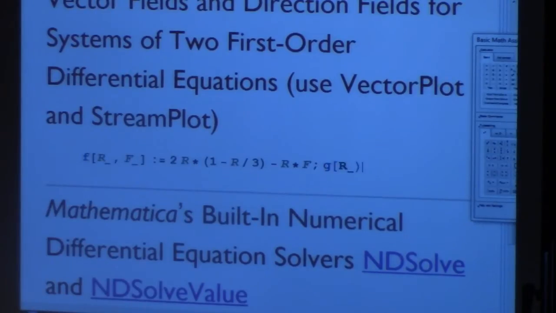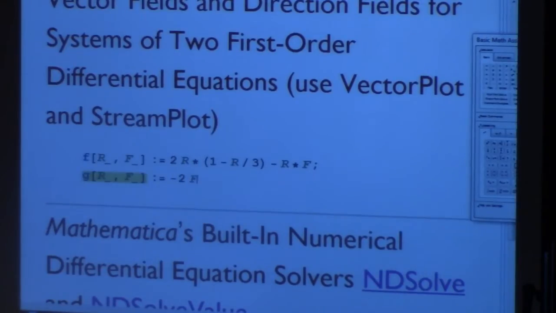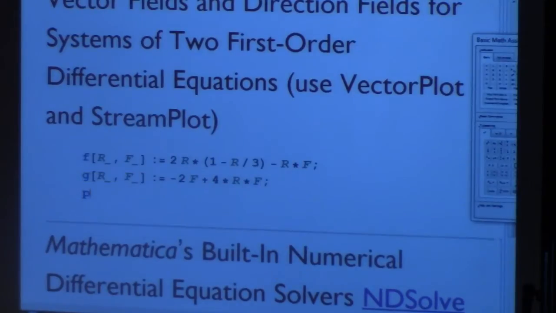g is a function of capital R and capital F as well. It's negative 2 times capital F plus 4 times R times F. You don't need a star after the 4 there, but it doesn't hurt to put it. Okay, so these are the right-hand side functions.